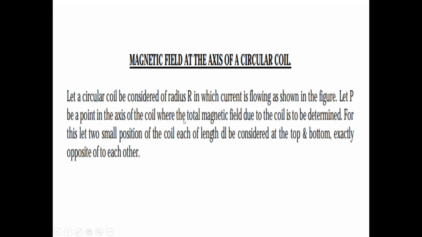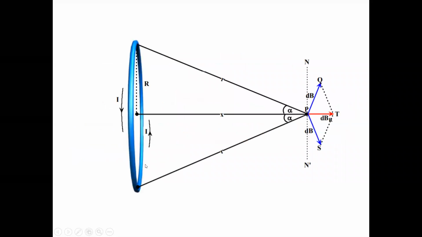Now, the total magnetic field due to the coil is to be determined. For this purpose, let us take small portions of the coil having length dl, taken at the top and bottom of the coil, opposite to each other. This figure clearly represents the arrangement of the circular coil. Here P is the point. We have to find the magnetic field intensity at this point P.